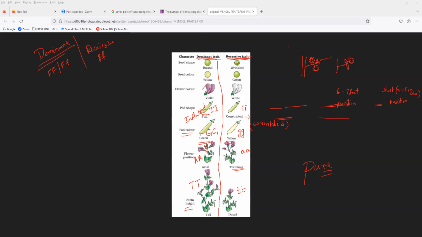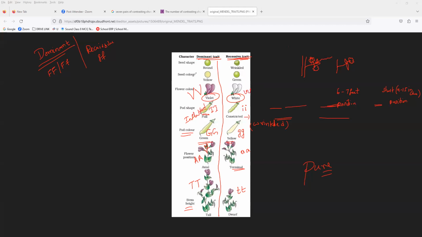Character. Next, flower color. This is violet and this is white. So, noticeable change, distinguished characteristics. Tell me, violet color: capital V. White: small v.